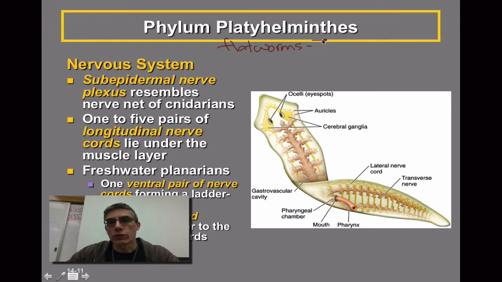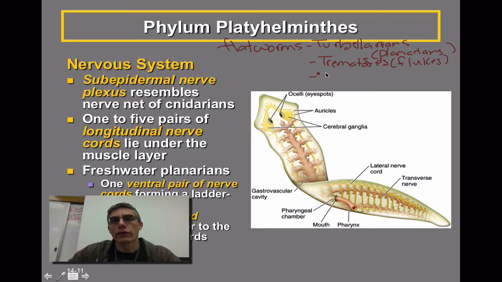And the first class is going to be the turbellarians, and the turbellarians are going to include the planarians. The second class is going to be the trematodes, and the trematodes will include the flukes. And the third class is going to include the cestodes, and the cestodes are going to be the tapeworms.